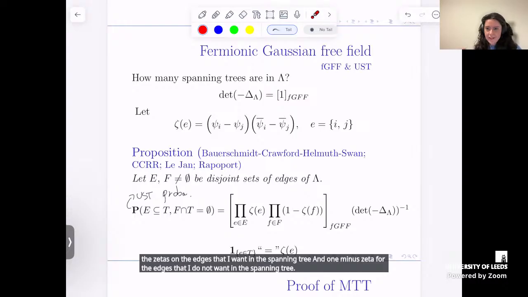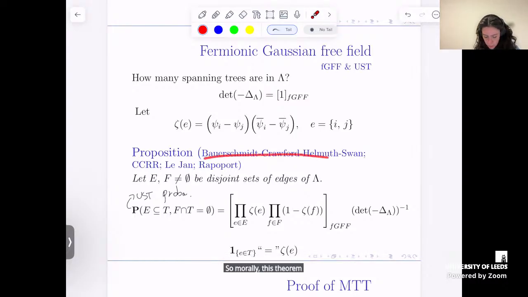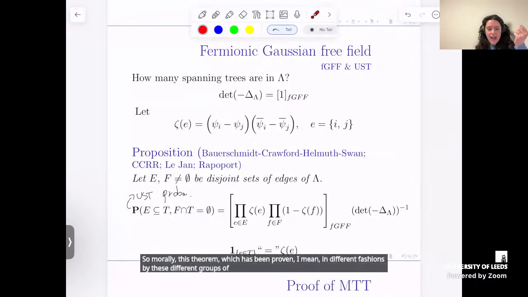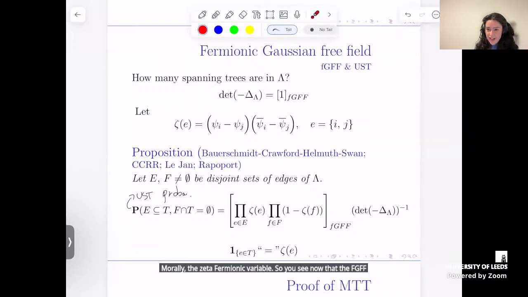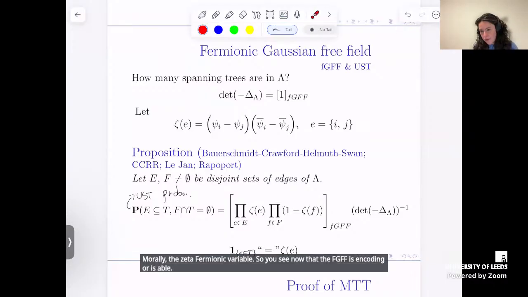So morally, this theorem, which has been proven in different fashions by these different groups of people, tells me roughly, the way I remember this theorem, is that the indicator function that an edge is in a spanning tree is morally the zeta fermionic variable. So you see now that the FGFF is enabling me to work on the UST.